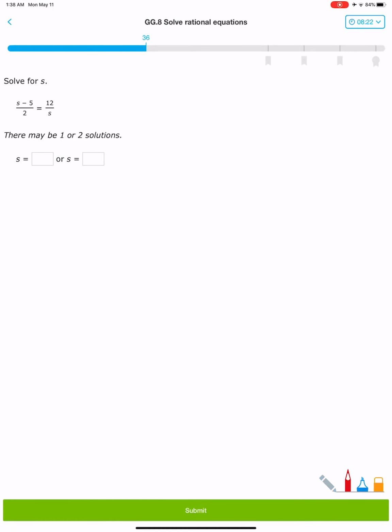So now we have an example like this one. And we are going to multiply using our x method again. So we got our s minus 5 times s. So I'm going to write s times s minus 5. It doesn't matter which order we write it in, because again, multiplication is commutative. And then we got the 12 times the 2.